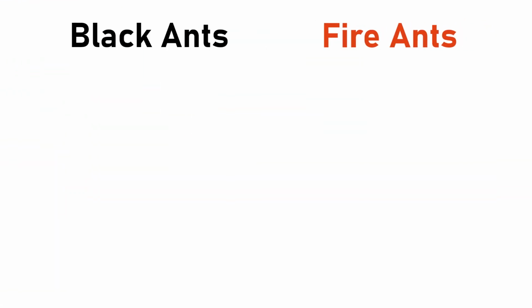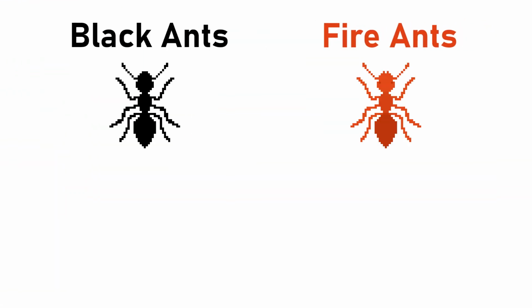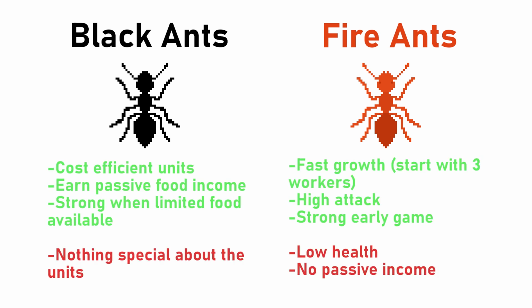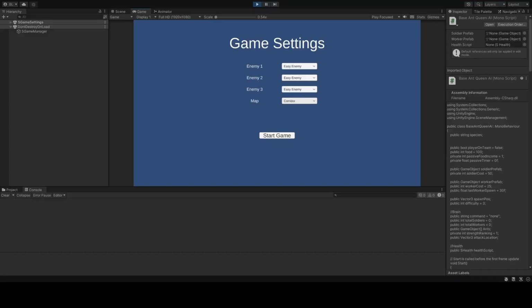The different species in the game will all have different strengths and weaknesses and so will require different playstyles. Black ants have cost efficient units and a passive food income, so are stronger when there is limited food available. Fire ants start with 3 workers, so can have faster initial growth, however they earn no passive income. This means that a fire ant colony requires a steady supply of food from foraging. Additionally, fire ants have high attack damage but have fairly low health for their cost.